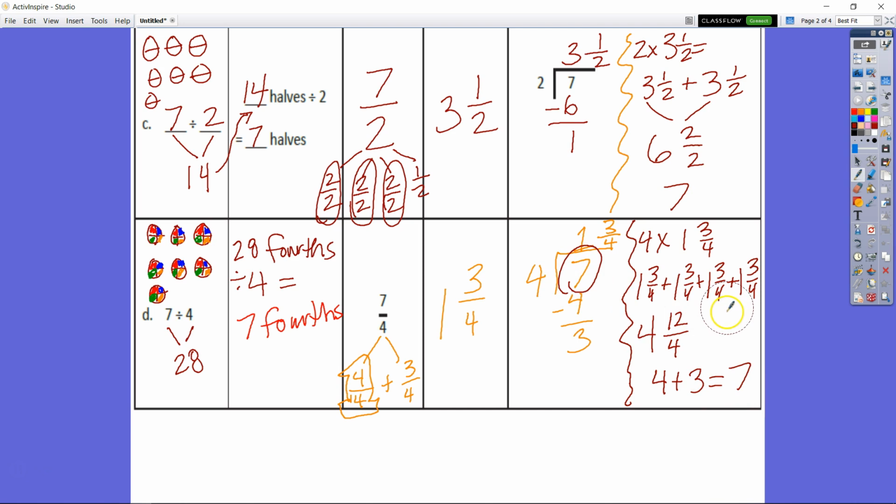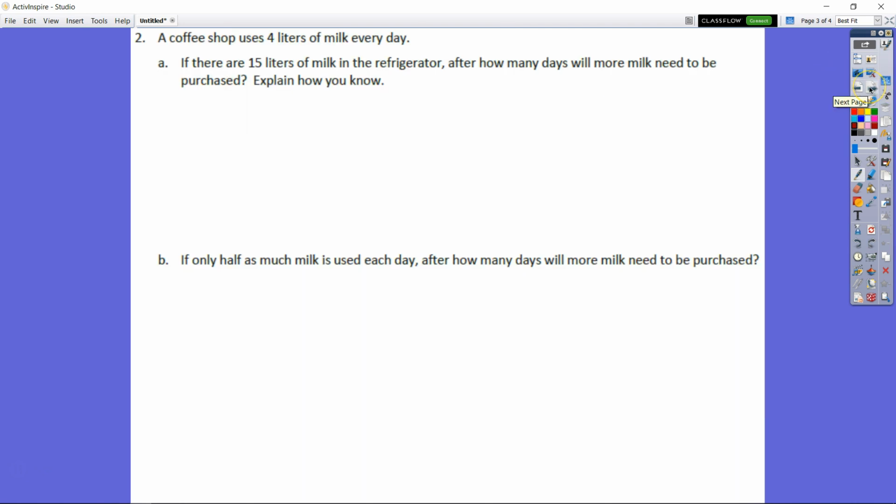Let's go ahead and move on to number 2. Number 2, a coffee shop uses 4 liters of milk every day. If there are 15 liters of milk in the refrigerator, after how many days will more milk need to be purchased? Explain how you know.